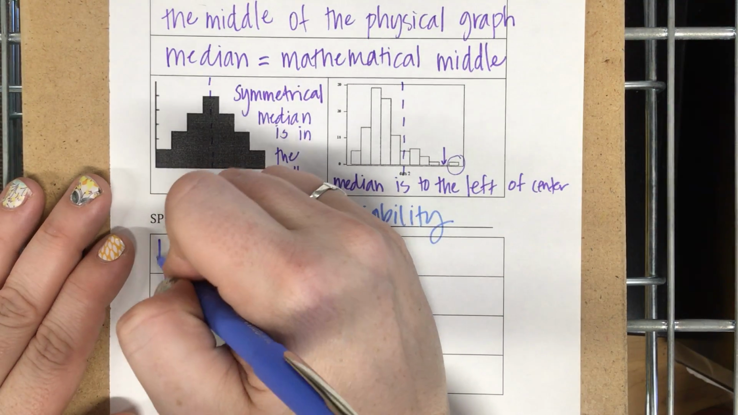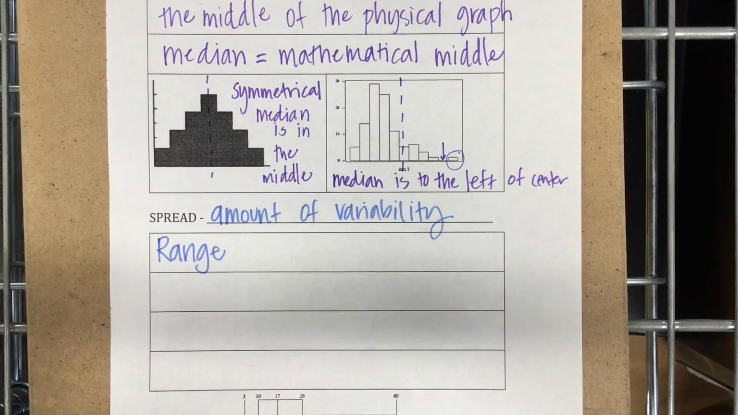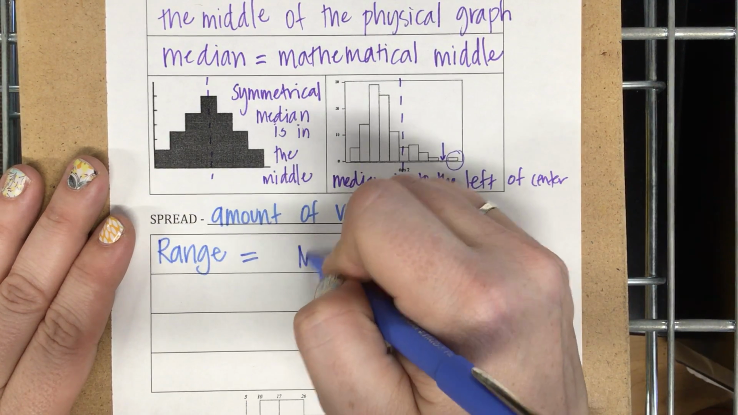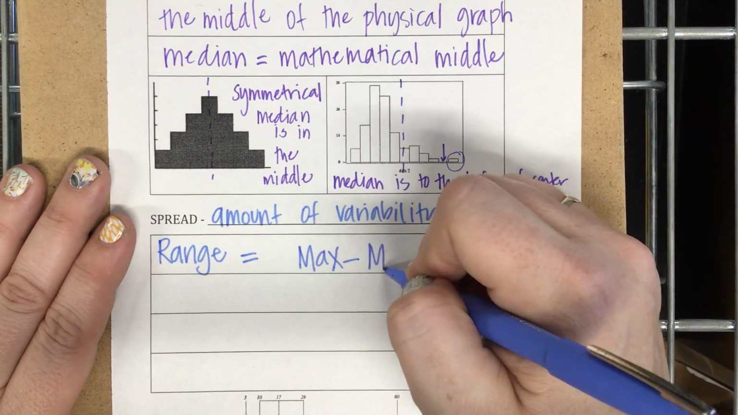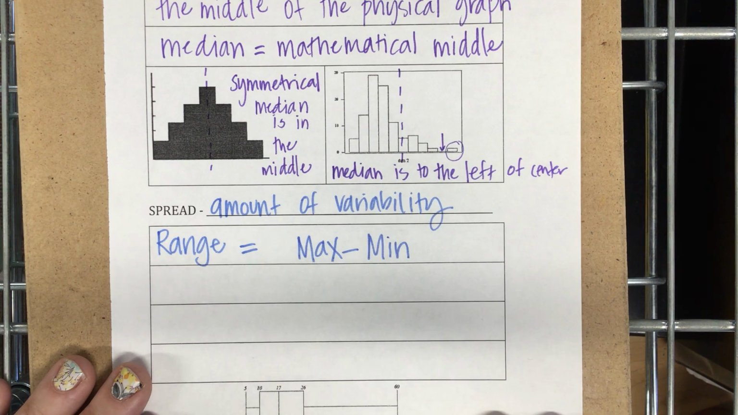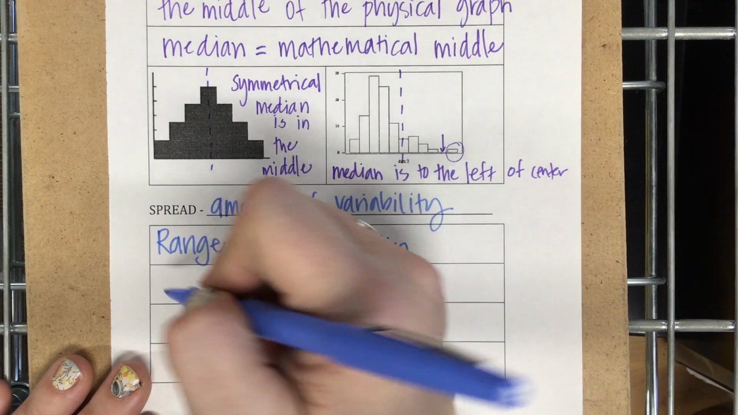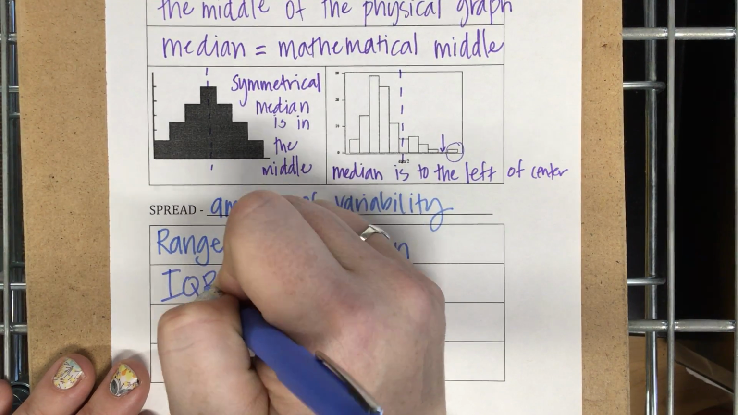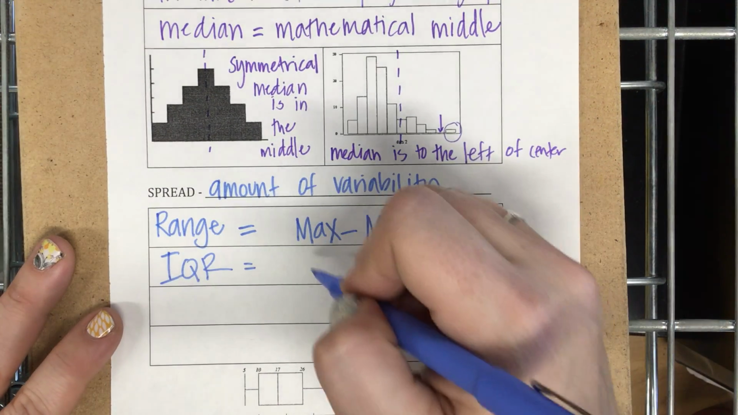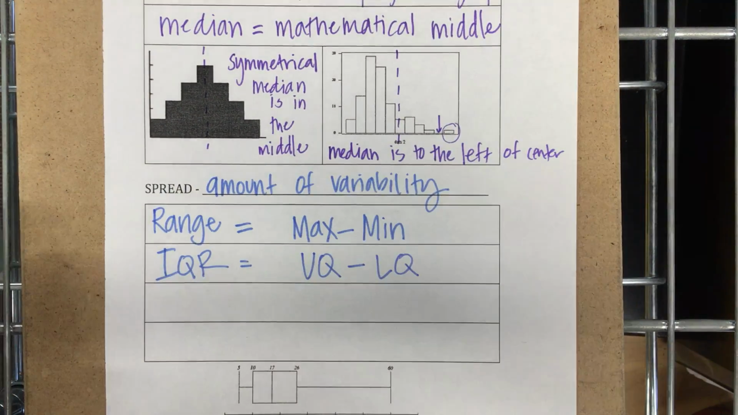The spread of the data. The most common is range. We talk about the range of the data a lot. If you forgot, it's maximum minus minimum. Sometimes we talk about the interquartile range. Still a range, which is the upper quartile minus the lower quartile.